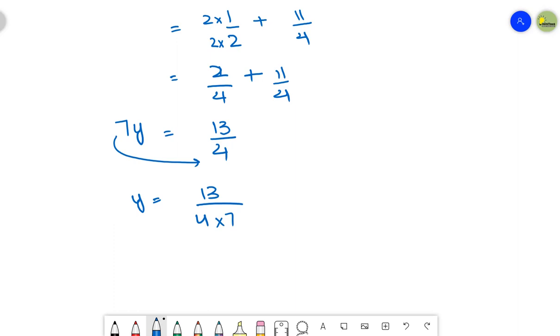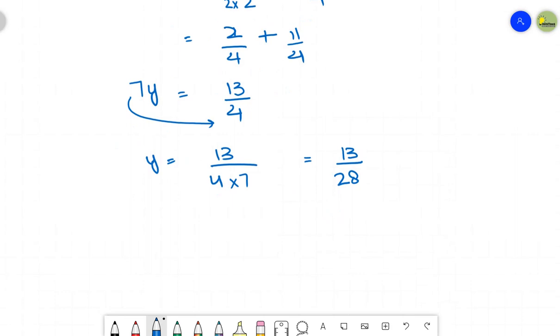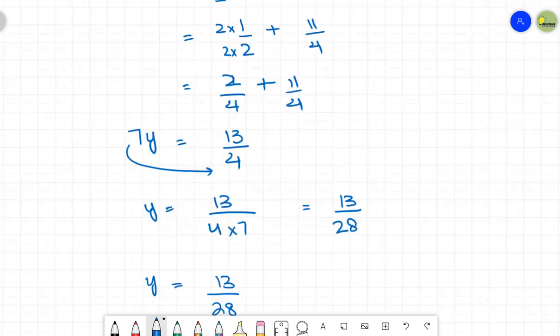7, when shifted to the other side, will be multiplied with the number 4, which is already present in the denominator. So the final answer becomes 13 upon 4 sevens, which are 28. Now I think we cannot divide these values, so the answer remains the same, 13 upon 28. This is the answer. Let's verify this question again.